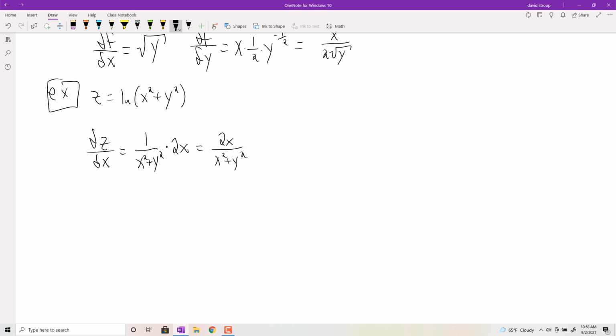Okay. Let's do the partial with respect to y. It's pretty much the same thing. 1 all over the guts times the derivative of the guts. So x squared, its derivative is 0. Y squared, its derivative is 2y.